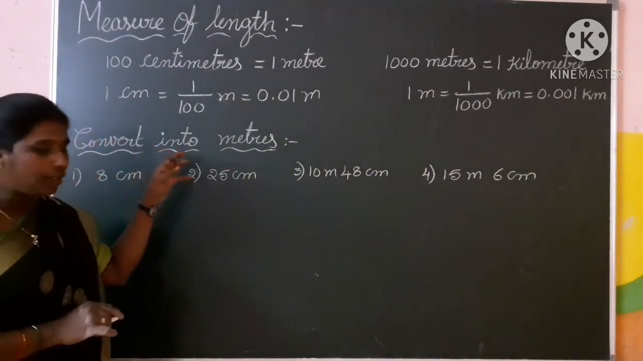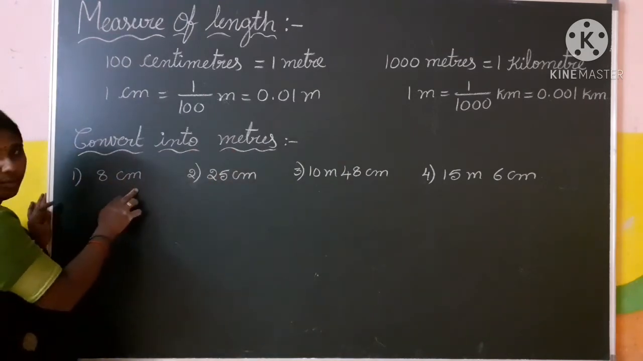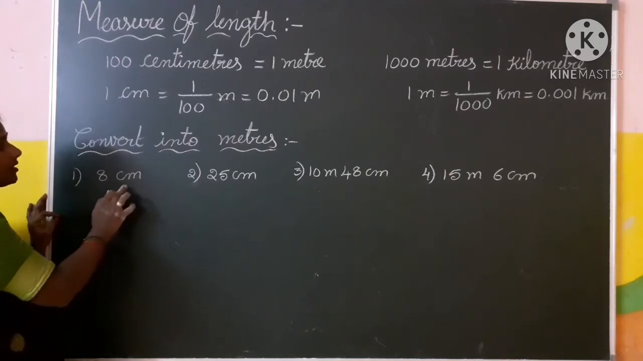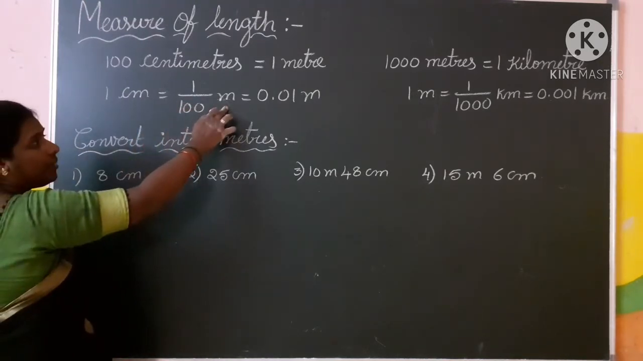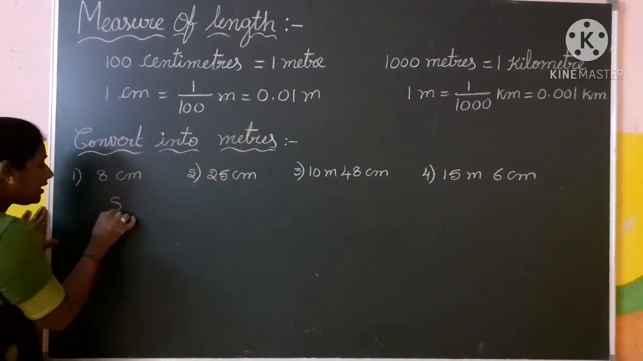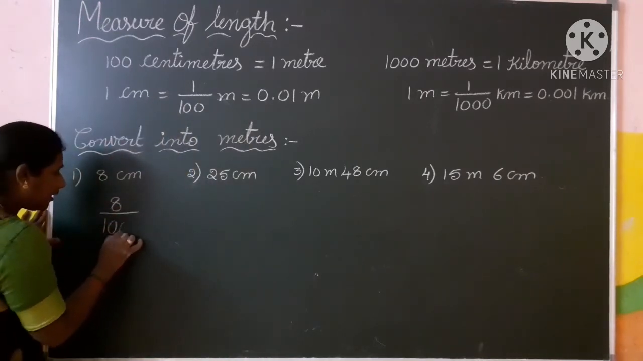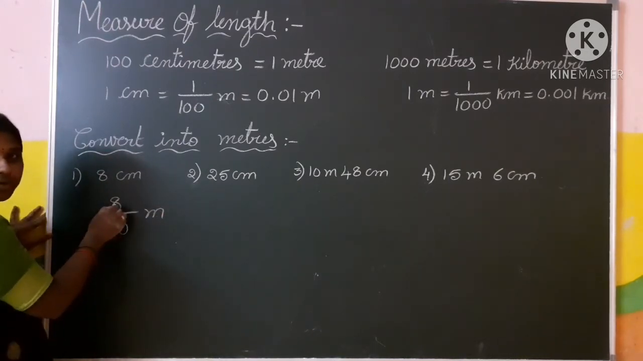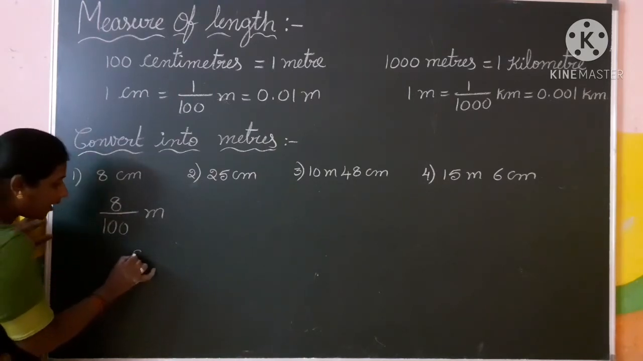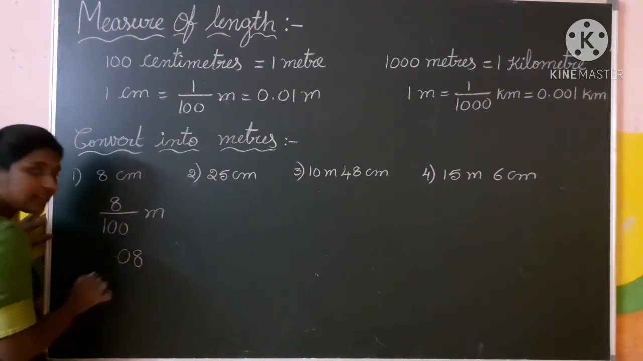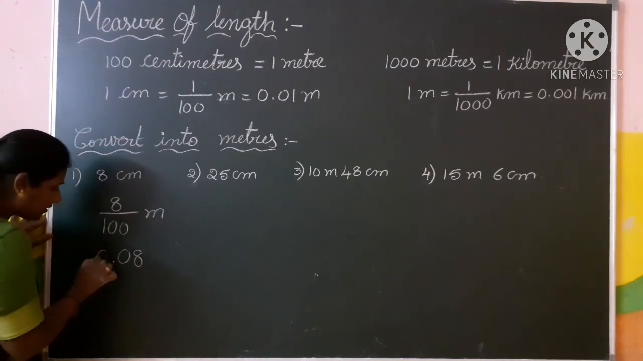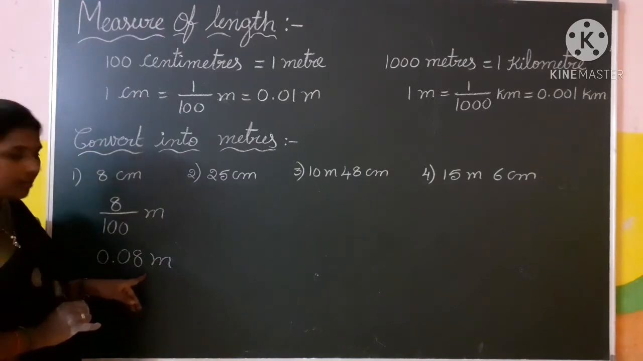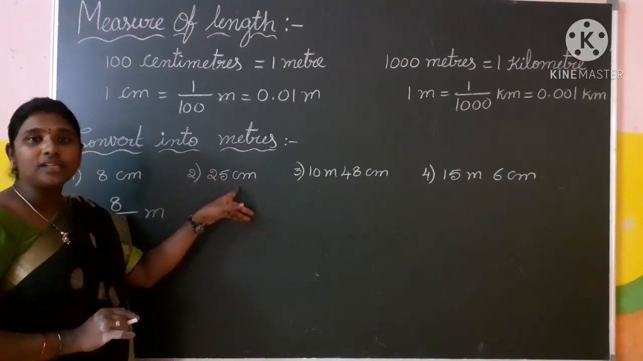First one, convert into meters. 8 centimeters. We have to convert this into meters first. 1 centimeter is equal to 1 by 100 meters. So 8 centimeters is 8 by 100 meters. Here there are 2 zeros, so we should put 2 numbers after the point in the numerator. Here only one number, 8. The other number we take as 0, and before the point again 0. So 0.08 meters.